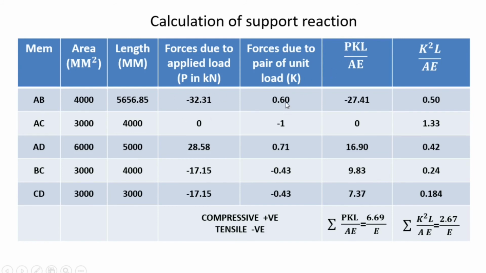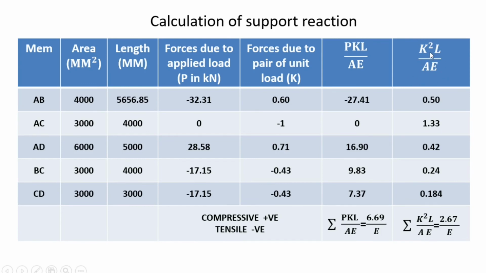If you put the values one by one for member AB, P is minus 82.31, K is 0.36, L is 56.85 mm, and area is 4000. The values are minus 27.41, then 0, then 16.9, then 9.83, then 7.31. So the summation of this column, the summation PKL by E, is equal to 6.69 divided by E, because the modulus of elasticity is the same for all the members, so we keep it as E.